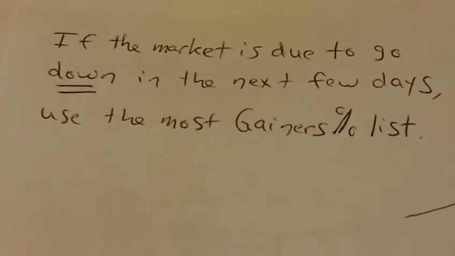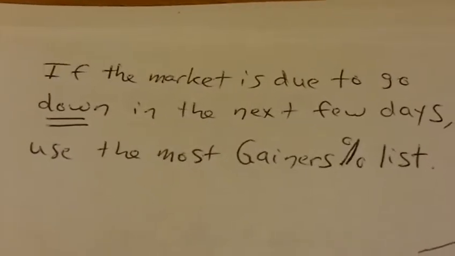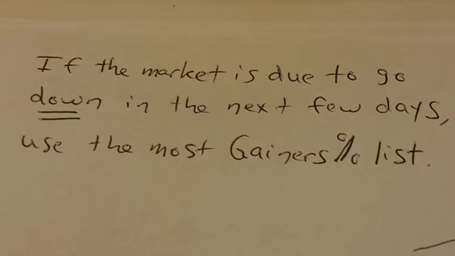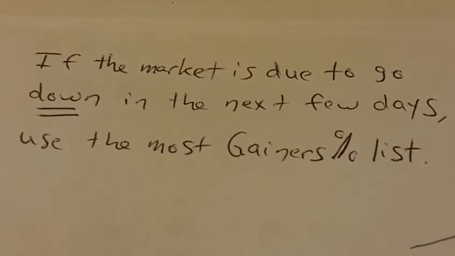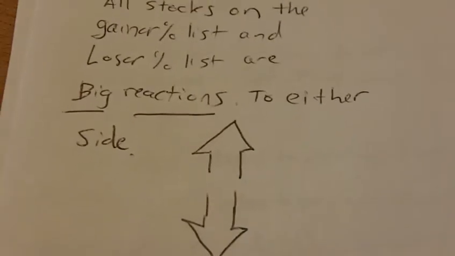Now, if you think the stock market is going to drop over the course of the next couple of days through your technical analysis, then you want to look at the most gainers list for the day, the most up list for the day. All these stocks on the most gainers list, as well as the most down list for the day, are big reacted stocks. They're a big reaction to one side, either to the up or to the bottom.